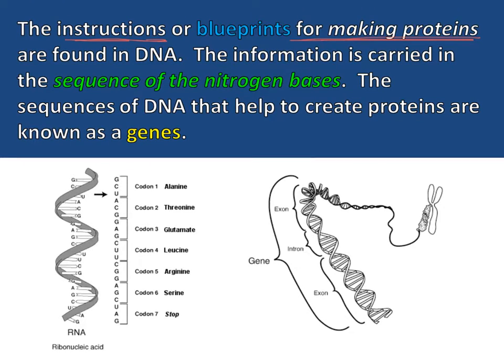All right, on number 2, how is this information carried? It is carried according to the sequence of the nitrogen bases. The answer is in green. Sequence of the nitrogen bases. Remember, nitrogen bases are those 4 letters: A, T, G, and C. All living things use those 4 letters because all living things use the same genetic code. Don't forget that.